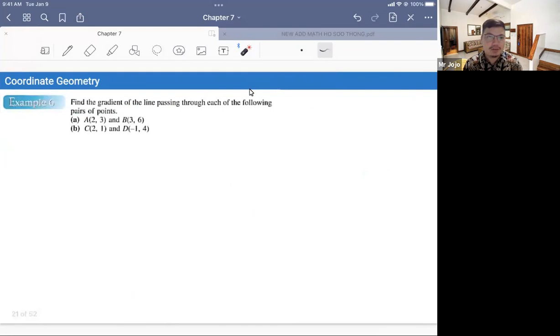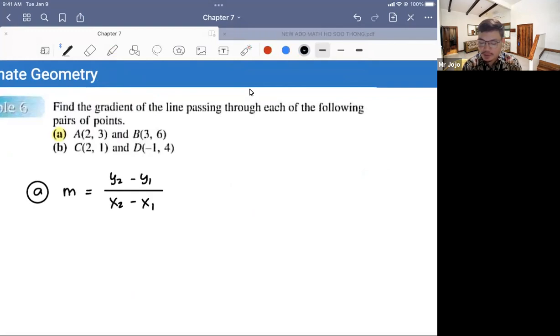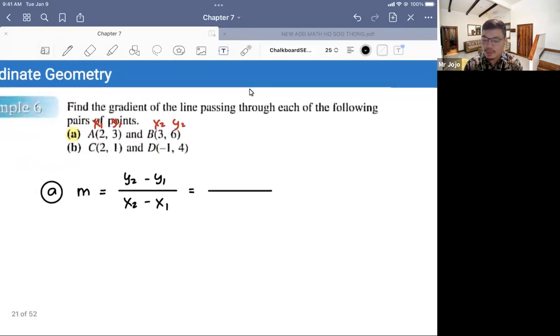So let's have a very basic question. How do we find the gradient of these points? Let's have this one. It's very basic, class. The formula again is m. By the way, we use small letter m for gradient. So m equals y sub 2 minus y sub 1 divided by x sub 2 minus x sub 1. Substituting the values here, this is my x sub 1, y sub 1, x sub 2, and y sub 2. So that's what I did here.